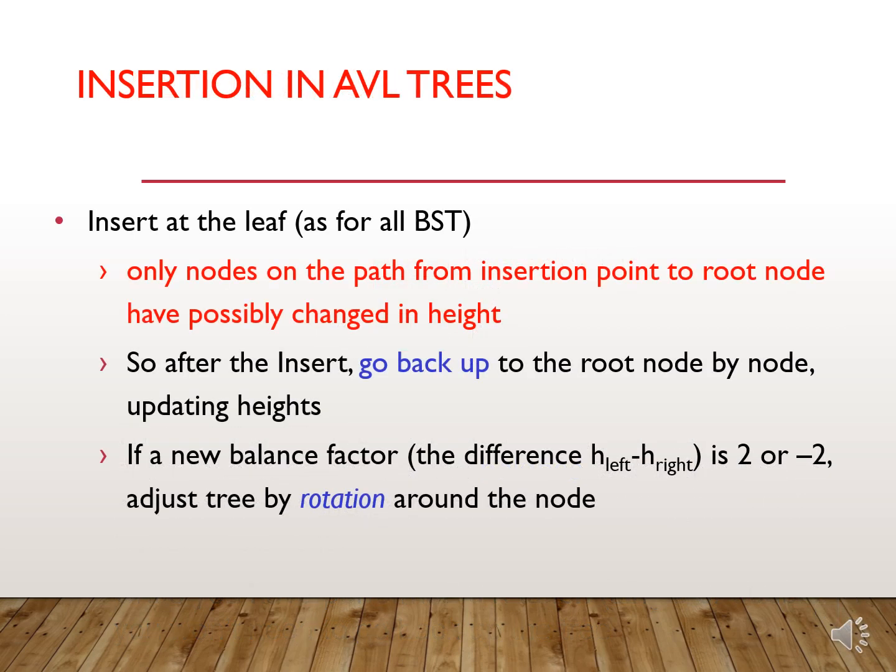When we insert at the leaf, only nodes on the path from insertion point to root node have possibly changed in height. So after the insert, go back up to the root node by node, updating heights. If a new balance factor, that is the height of the left subtree minus the height of the right subtree, is 2 or minus 2, adjust the tree by rotation around the node.